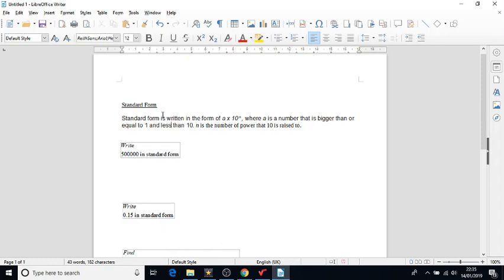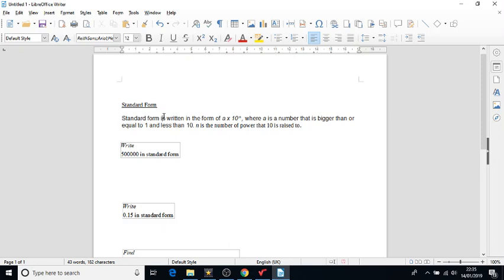Hello, and I'm going to talk about how to write numbers in standard form. Standard form is a system of writing down very large or very small numbers easily.